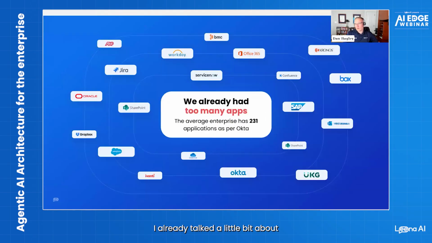I already talked a little bit about the fragmented landscape of apps inside of the enterprise, and you can cite a study from Okta that the average enterprise has 231 different enterprise apps. Think about that landscape of challenges. If I'm an employee sitting there thinking about where I can go to accomplish something on my behalf, that is a very, very big challenge.